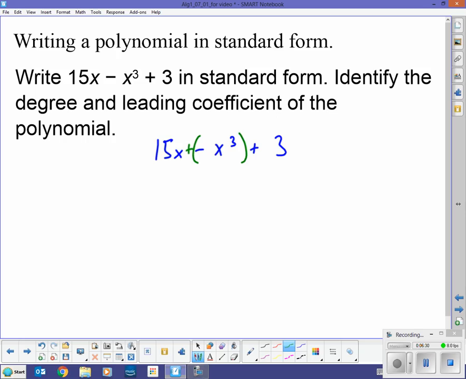Let's put this in standard form. So which one goes first? The negative x cubed. That sign goes with the term. We're going to call this whole thing here a term. Sometimes we'll use the words term and monomial interchangeably. Then the 15x. Then the 3. Okay, so there's in standard form. Degree, this is a third degree polynomial, and the leading coefficient here is actually what? -1.